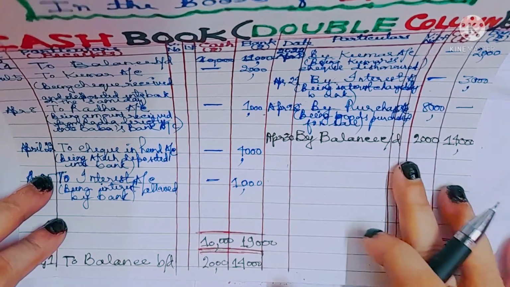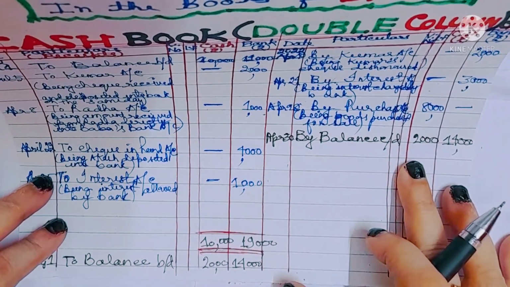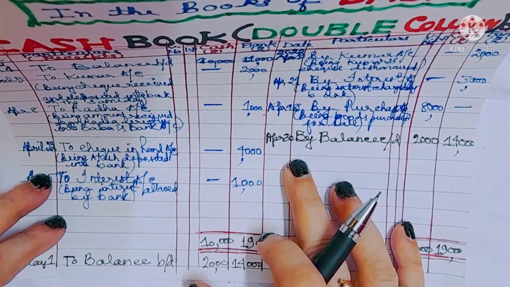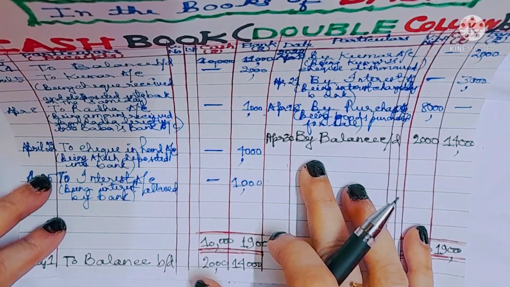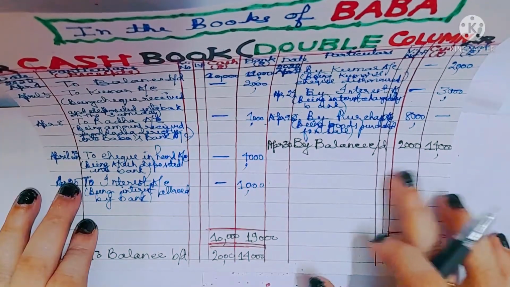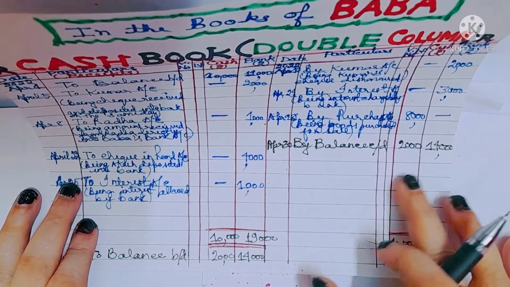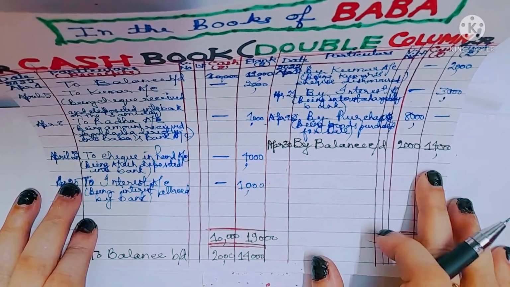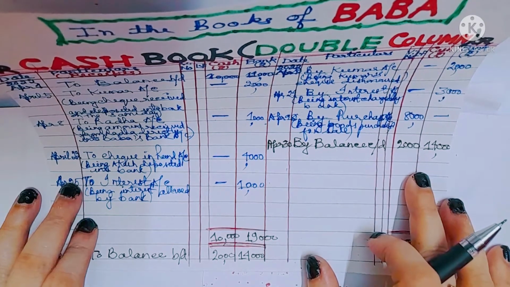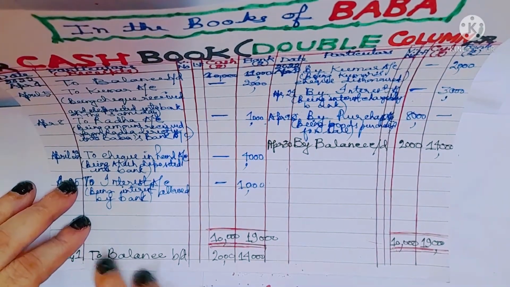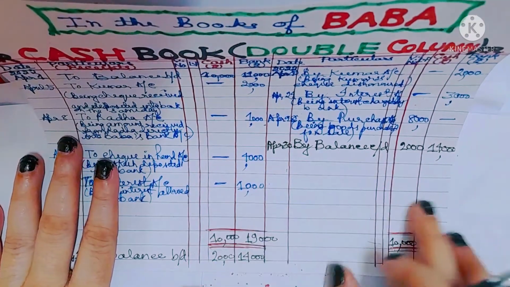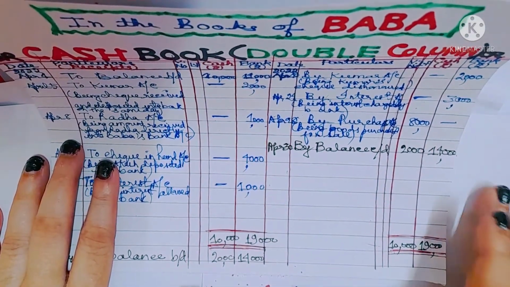So "by balance c/d 2,000" is the closing cash in hand for the month of April, and it will become the opening cash in hand for the month of May, or for the next period. And "by balance c/d 14,000" is the closing cash at bank for the month of April, which will become the opening cash at bank for the month of May, or the next period, 14,000. Now see, the cash book is balanced.